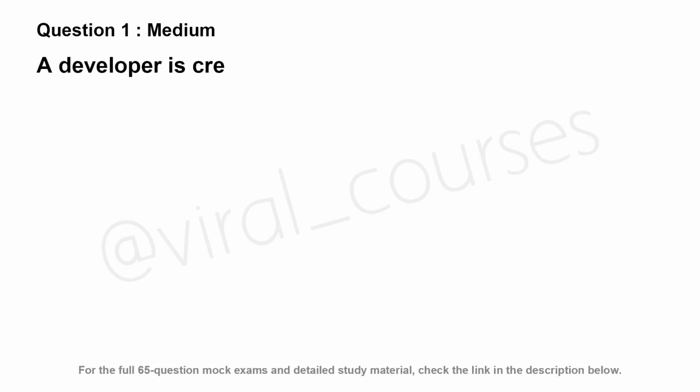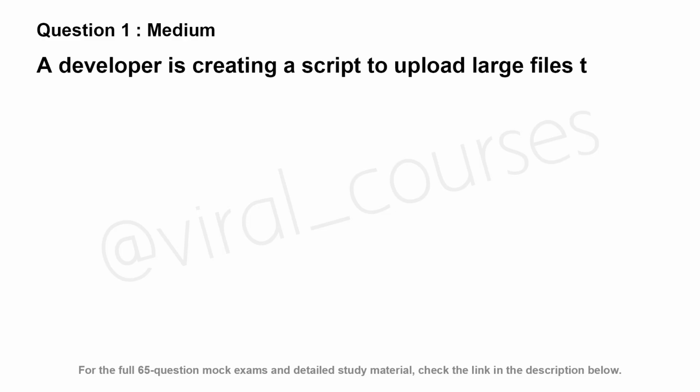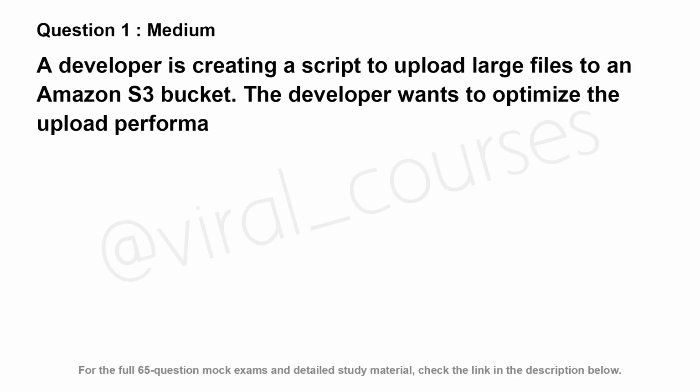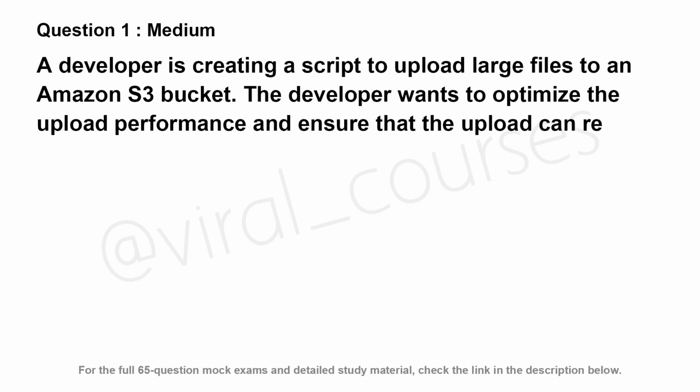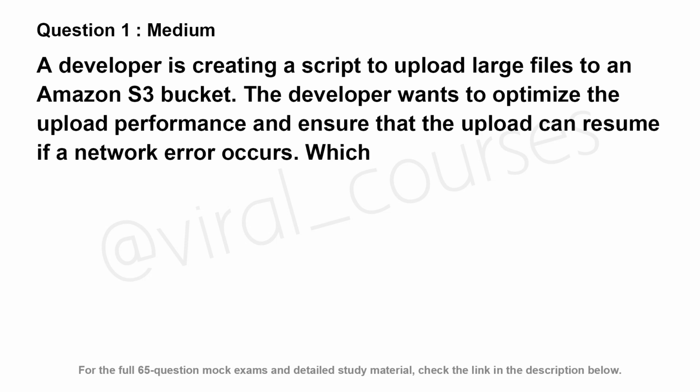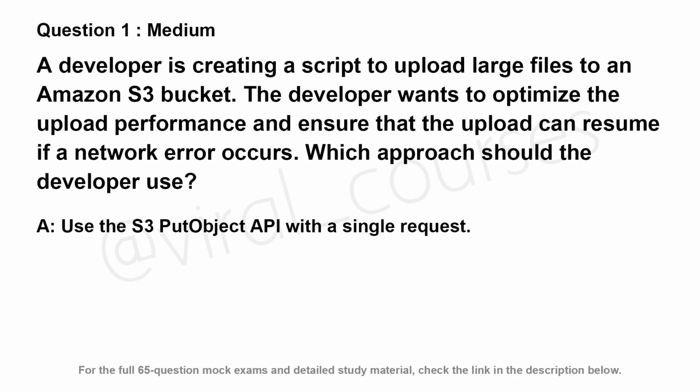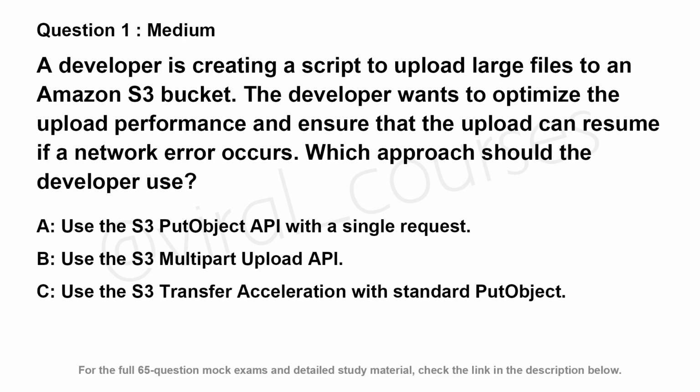A developer is creating a script to upload large files to an Amazon S3 bucket. The developer wants to optimize the upload performance and ensure that the upload can resume if a network error occurs. Which approach should the developer use? Option A. Use the S3 PutObject API with a single request. Option B. Use the S3 Multipart Upload API. Option C. Use S3 Transfer Acceleration with standard PutObject. Option D. Use AWS Snowball for the file transfer.